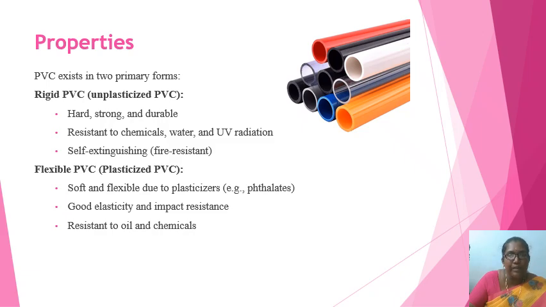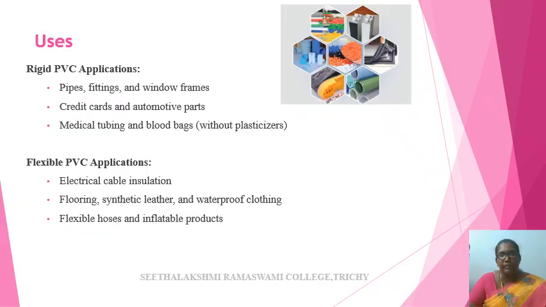Whereas flexible PVC is soft and flexible due to the plasticizers. An example of a plasticizer is the phthalates. It has good elasticity and impact resistance. It is also resistant to oil and chemicals.